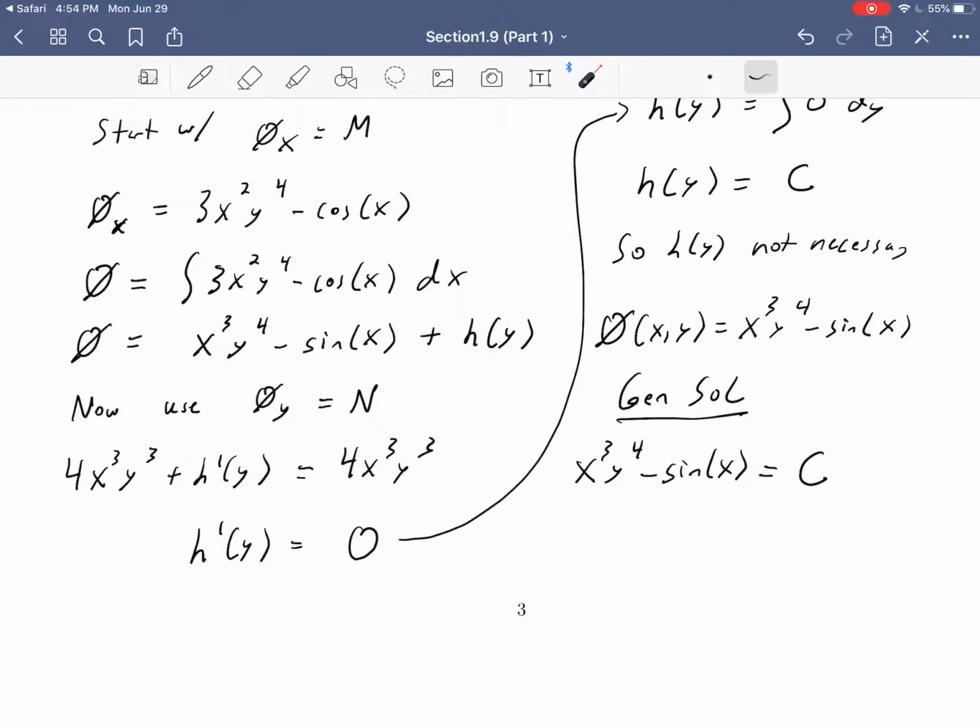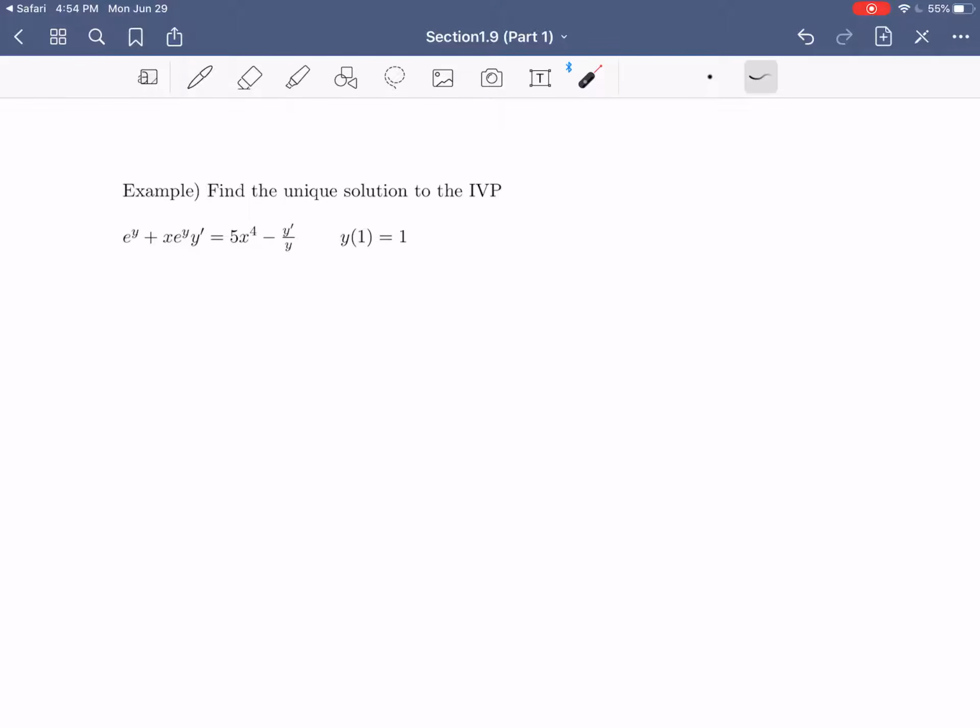All right, let's take a look at another example, looking again at how to run this check for exactness in solving an exact differential equation, along with now including the IVP situation. So let's take a look at our second example. We're going to try to find the unique solution to this IVP with y of 1 equal to 1. Notice that we're not proving that it's a unique solution, but we are being told in the problem that there is a single unique solution that we're trying to find.